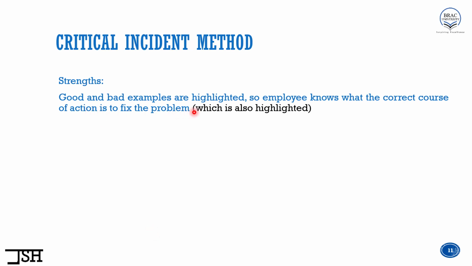Good and bad examples, both are highlighted. So through this method, an employee can get to know both their positive and negative performances. So the best and worst performances. And in that manner, the employee knows what the correct course of action is to fix the problem in the future. So that is one major positive point. What is the other one?